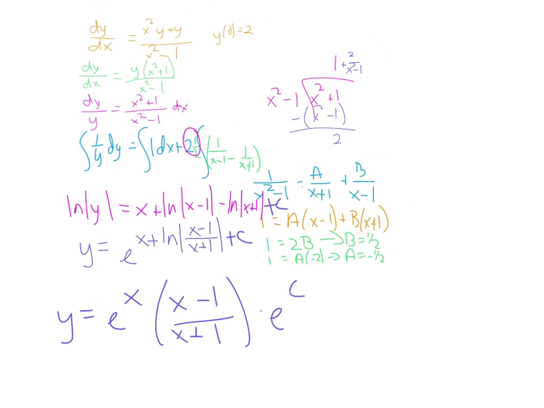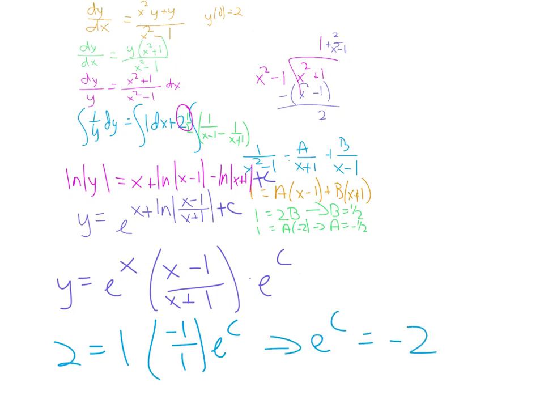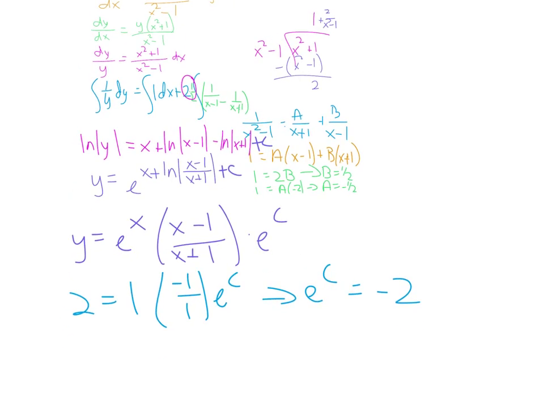And we had the point 0, 2. So in this case, because I got distracted by my children, I chose to plug in for e to the c at the end. So y is 2, x is 0. So that means e to the c is negative 2. And that's really all I need. So that's going to give me y equals negative 2 e to the x, x minus 1 over x plus 1. And I did it.